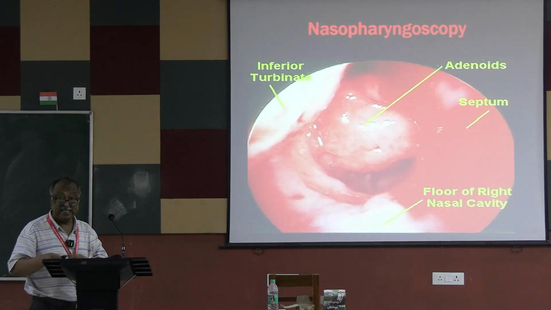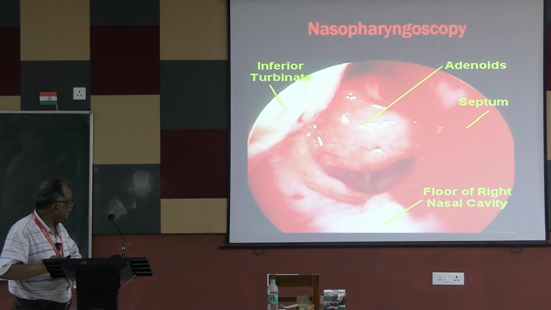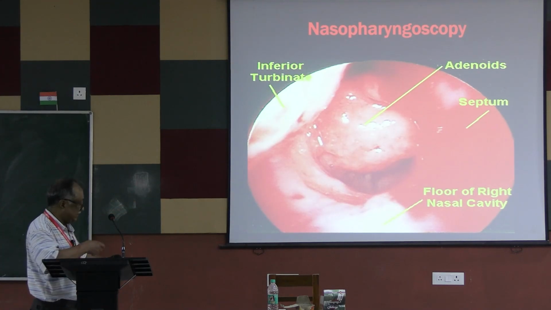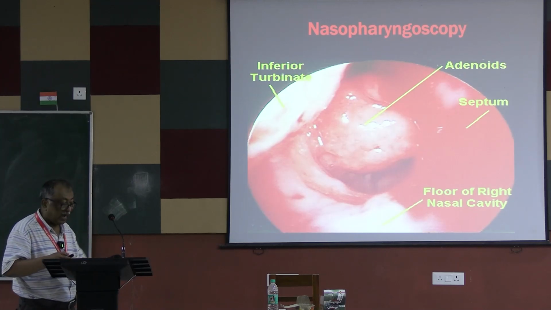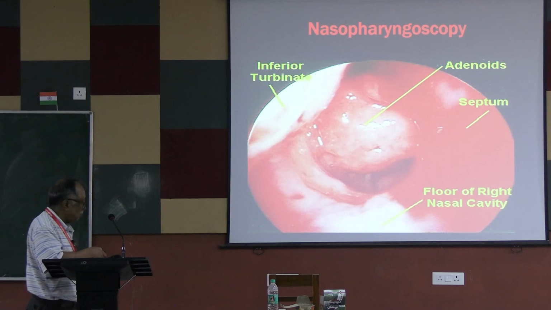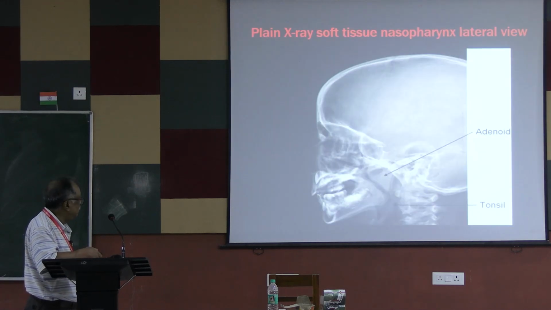We can do the CT scan of the nasopharynx or direct nasopharyngoscopy to see the enlarged adenoid. We go to the posterior choana and we see this is the adenoid, that is the inferior turbinate, this is the septum. Nasopharyngoscopy is the procedure for diagnosis.